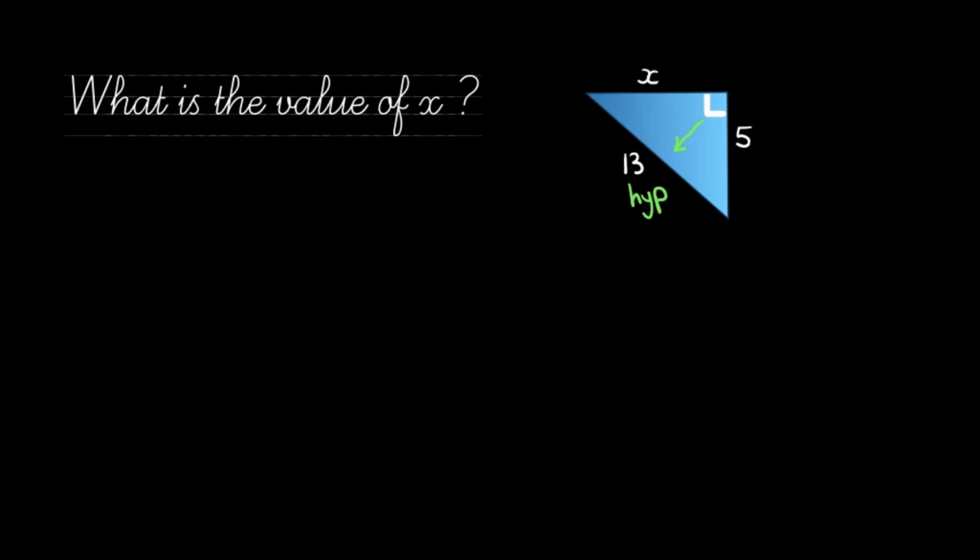Okay, then you have a look to label for A, B, and C. We will label the hypotenuse, which is 13, C, X will be A, and 5 will be B. We then go back to the theorem, which states that C squared is equal to A squared plus B squared. Our C in this case is 13, so we write 13 squared. Our A is our X, so we write X squared. And our B is our 5, so we write 5 squared.